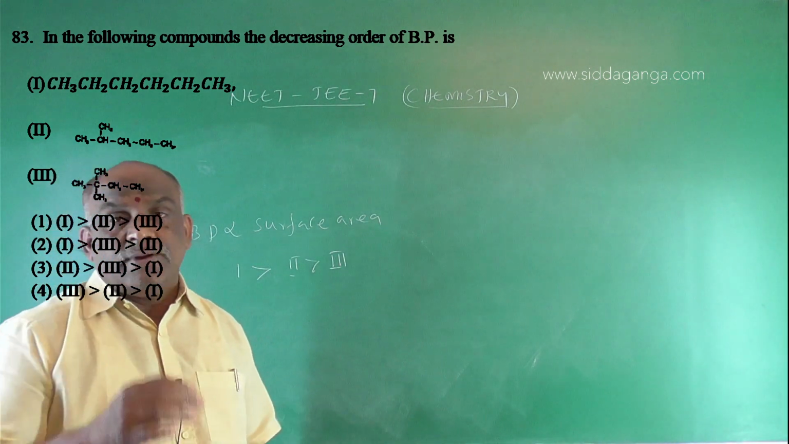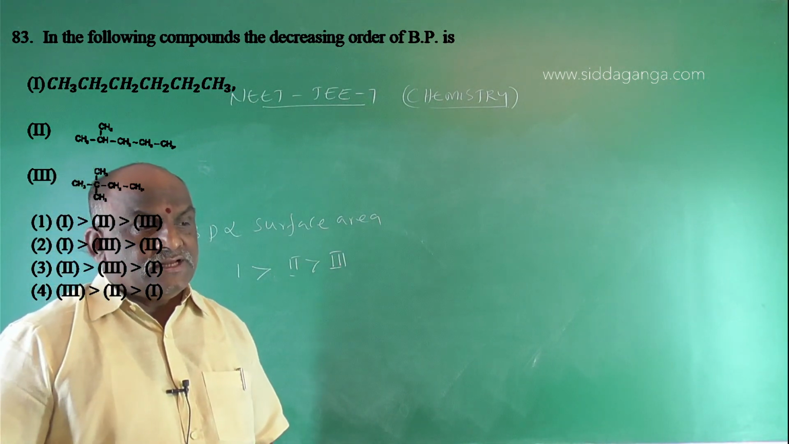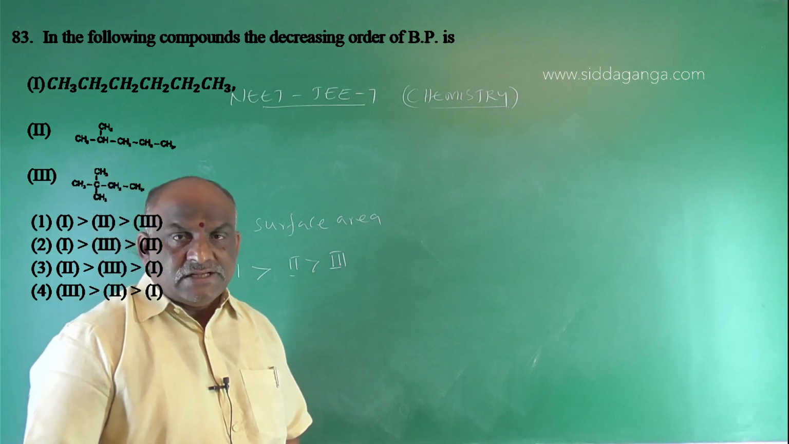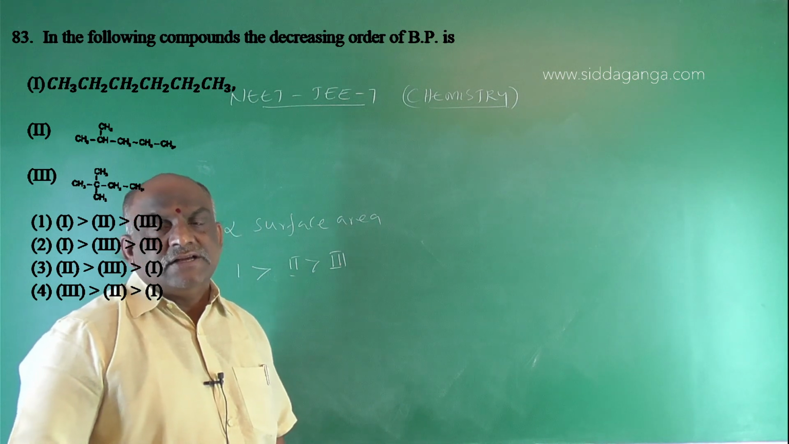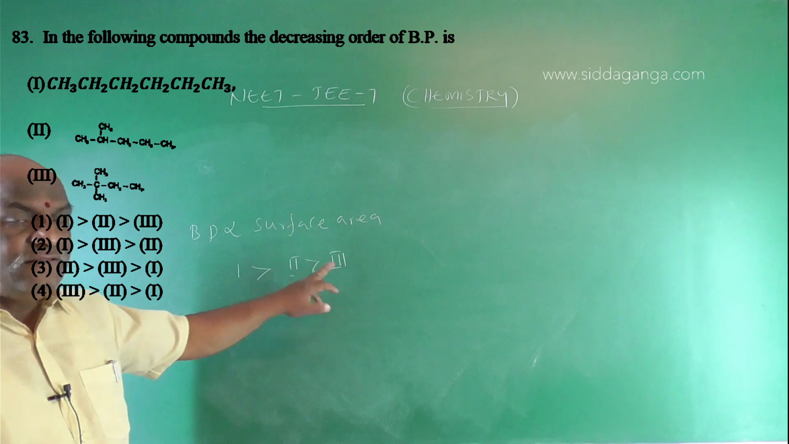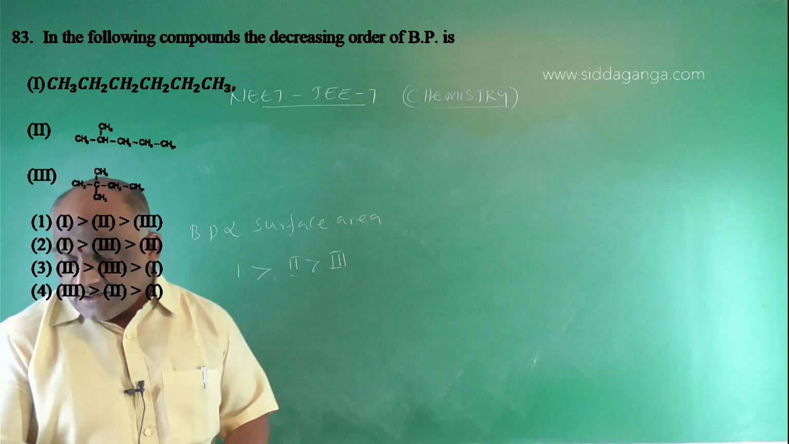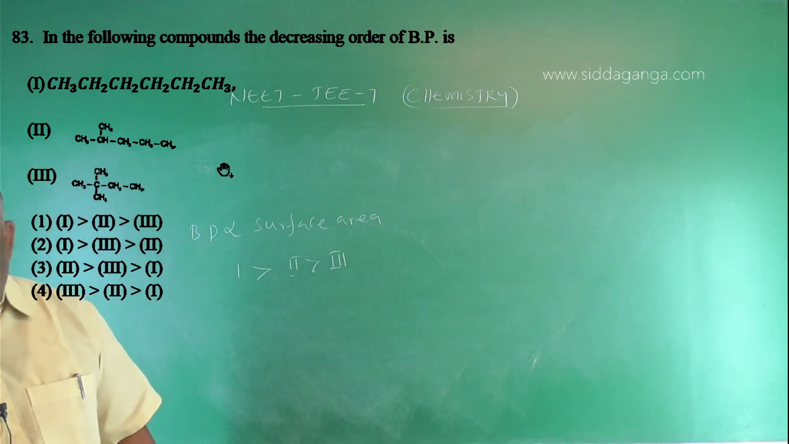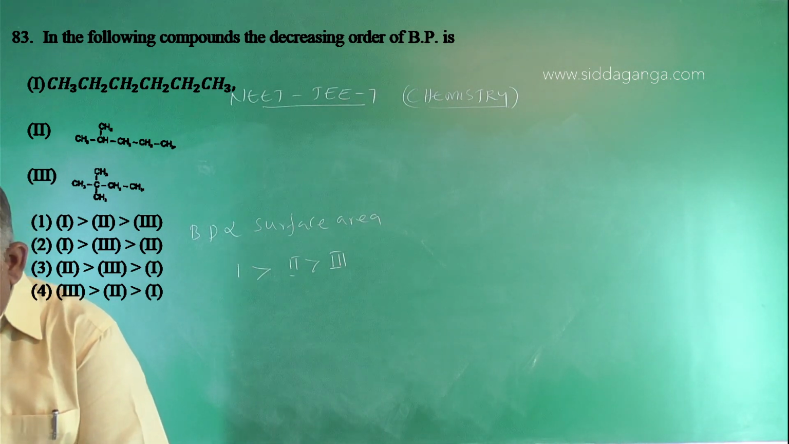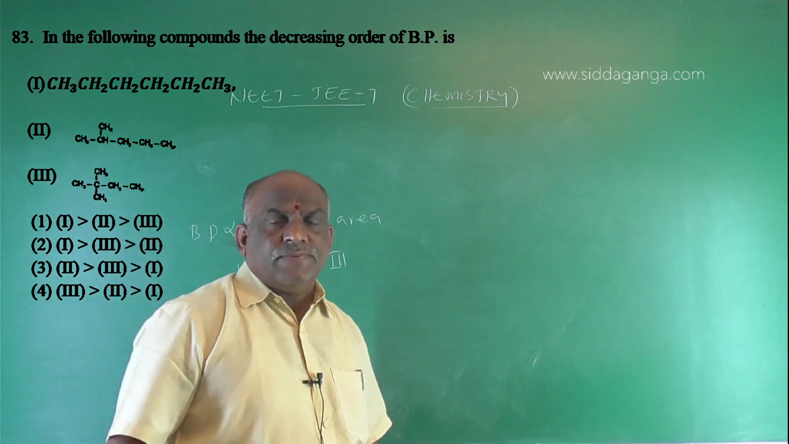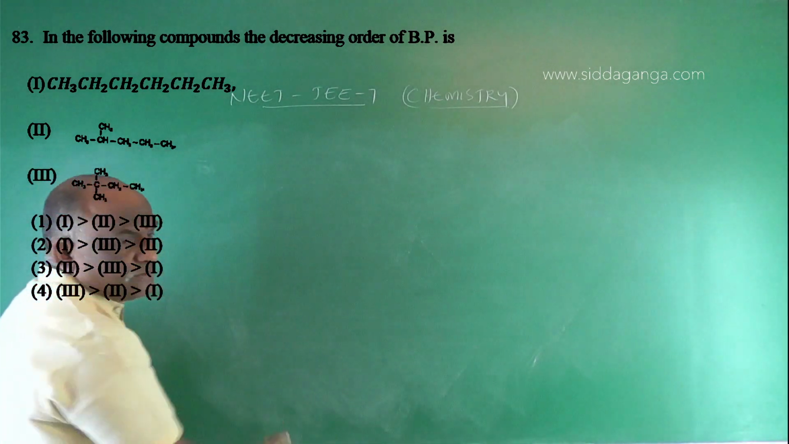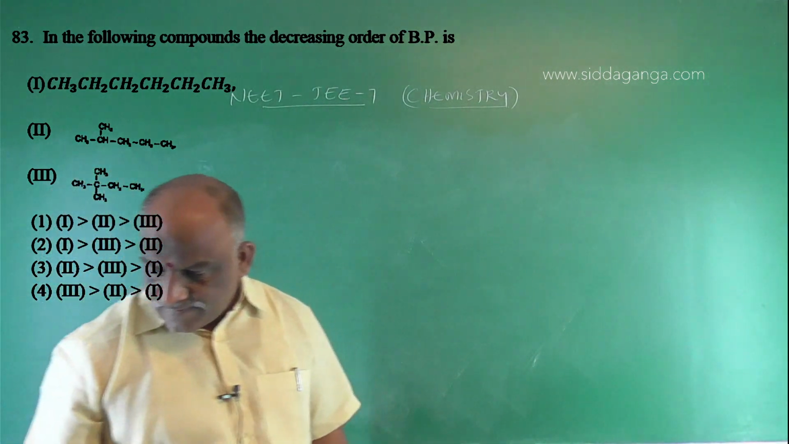Option 3 is a double branch chain. Once you observe the size, the first option is an open length chain, the second option is one branch, iso, and the third one is neo. So the answer is 1 greater than 2 greater than 3. You should go with this sentence: boiling point is directly proportional to the surface area. So that is the right answer for this question. Clear? So the first option is the only right one. Next.